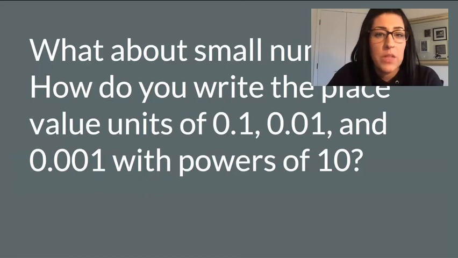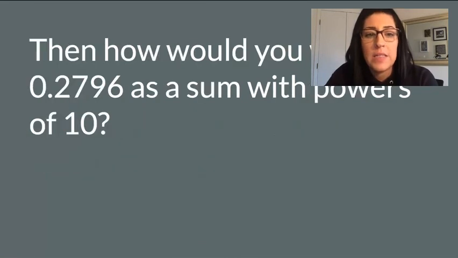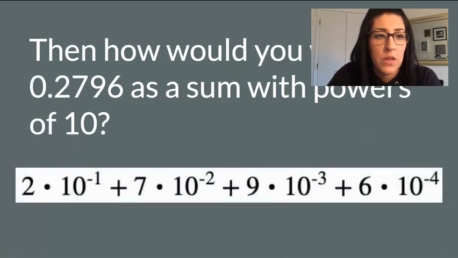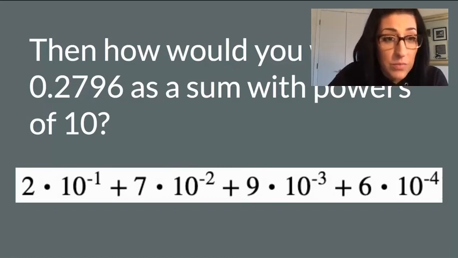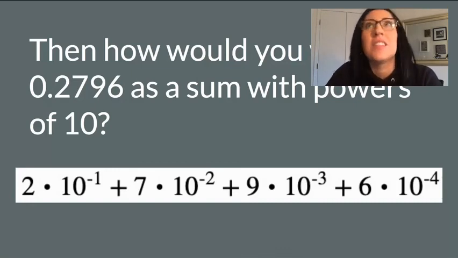In a similar way, we would think about small numbers using negative exponents. So again, 1/10 is 10 to the negative first, etc. So if we were to look at writing a decimal as a sum with powers of 10, it would look something like this. 2 times 10 to the negative first, which is going to take care of the tenths place. 7 times 10 to the negative second is going to take care of the hundredths place. 9 times 10 to the negative third is the thousandths place. And then 6 times 10 to the negative fourth is the ten-thousandths place. So in a very similar fashion, just using negative exponents.